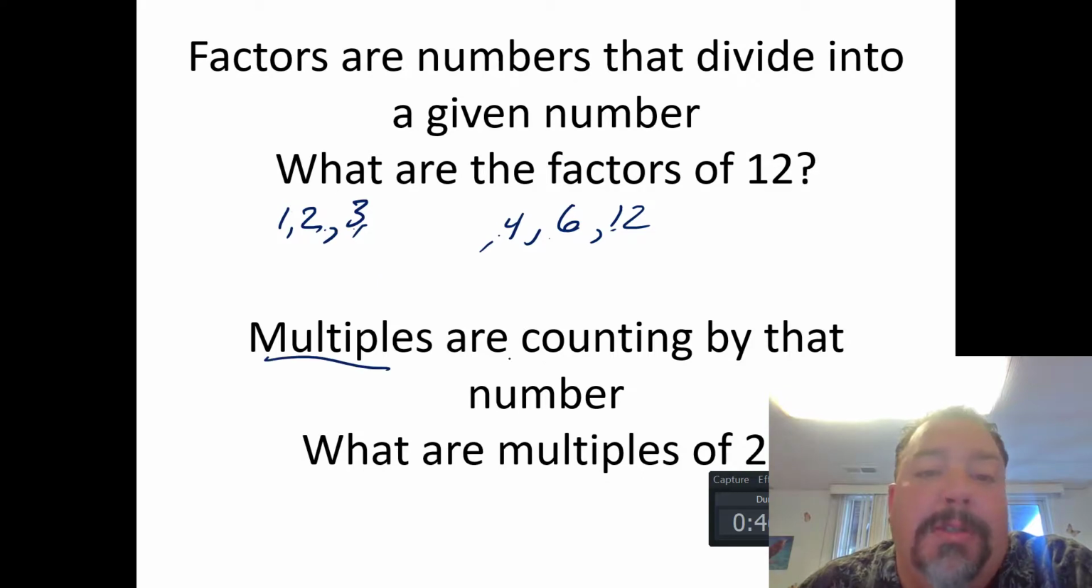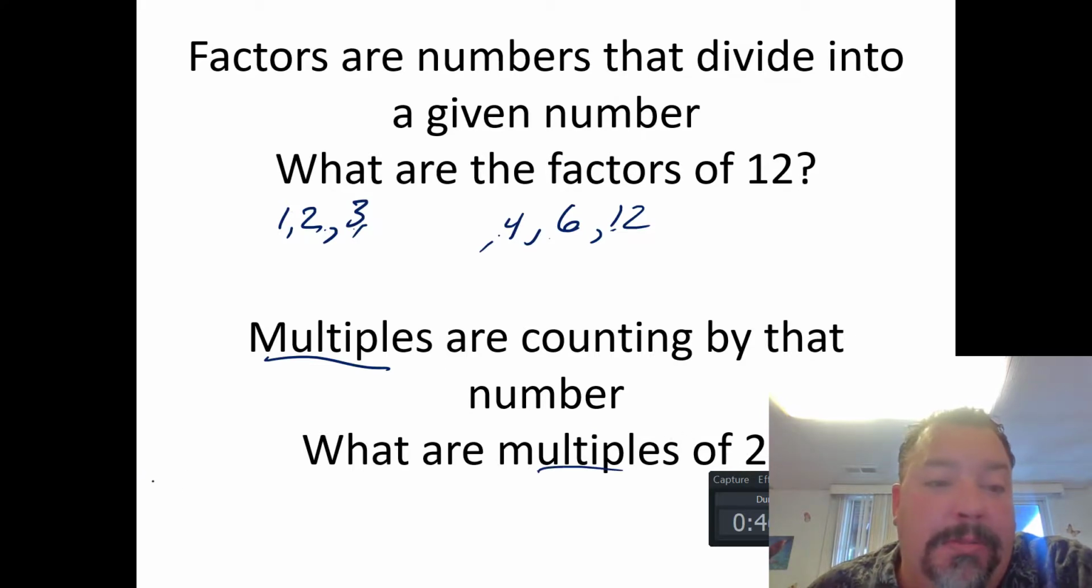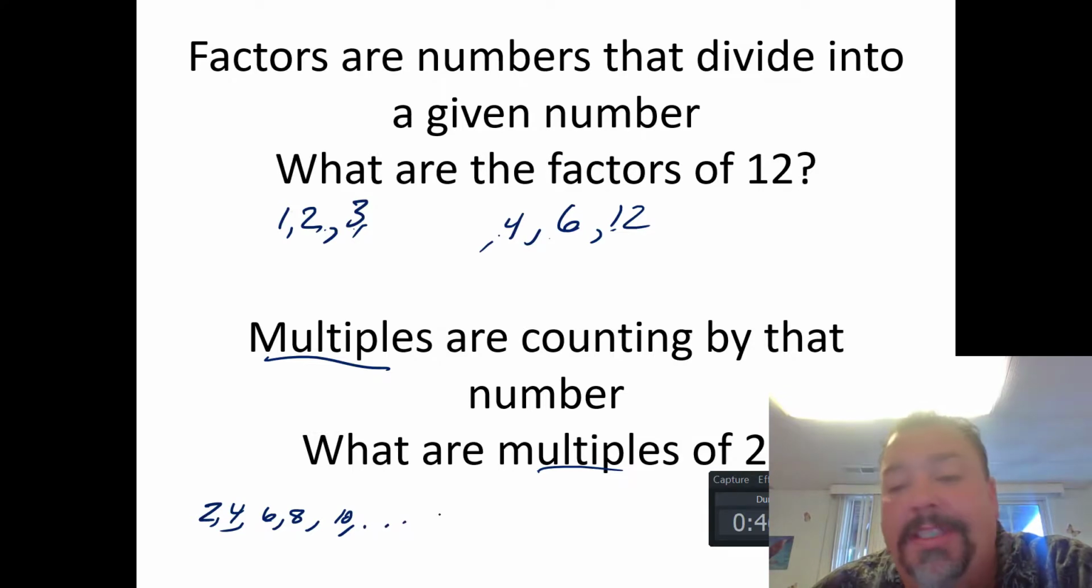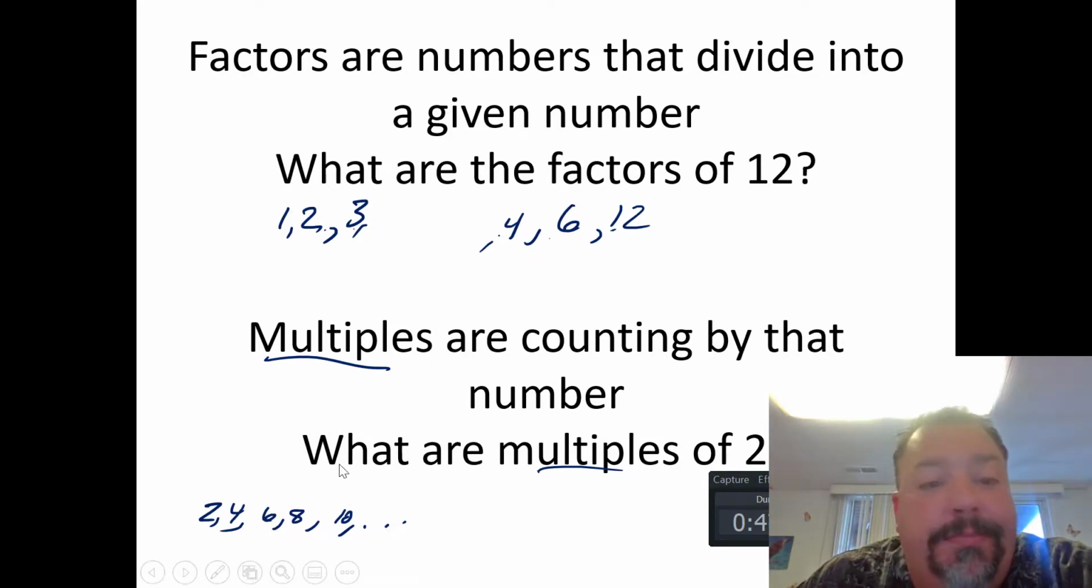When we say multiples, that means we're going to count by that number, or numbers that are divisible by 2. Multiples of 2 would be counted by 2's. In this case, it would be the even numbers 2, 4, 6, 8, 10, and so on. Here, the number of multiples is going to be infinite. So as soon as you establish the pattern, you know what the multiples are going to look like. And we're going to use this to find what's called the greatest common factor and the least common multiple.